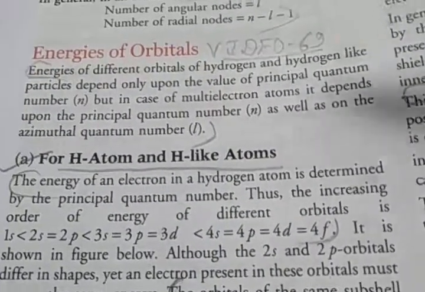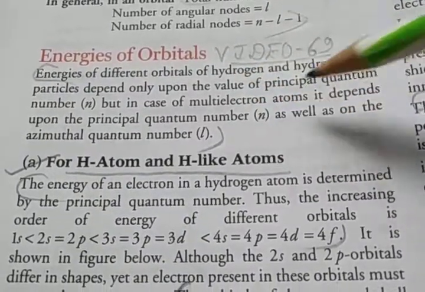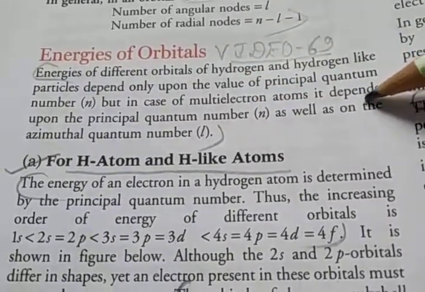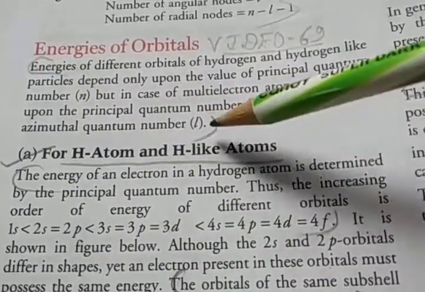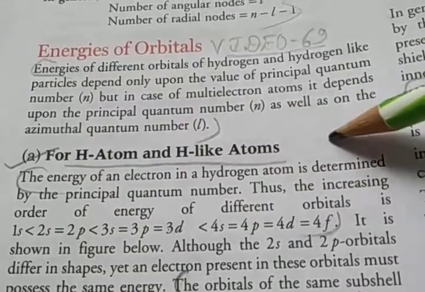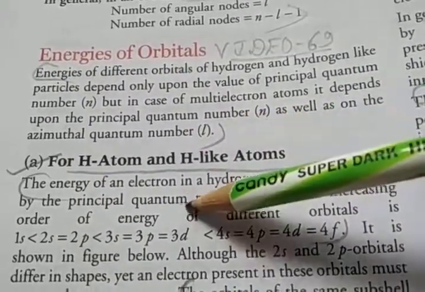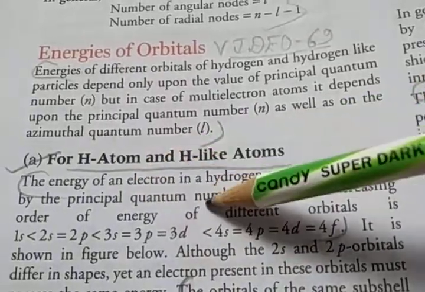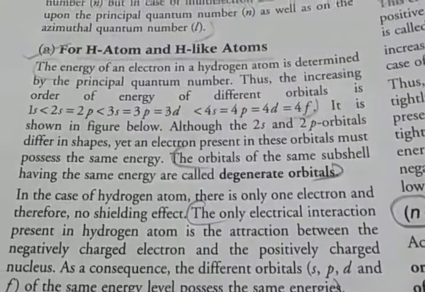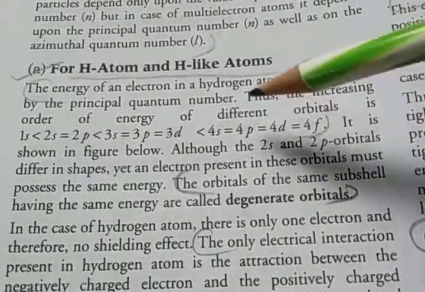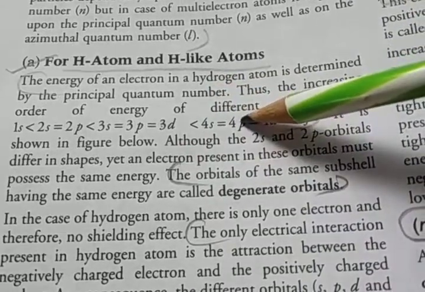The energy of the different orbitals of hydrogen and hydrogen-like particles depends only upon the value of the principal quantum number, small n. But in the case of multi-electron atoms, it depends upon the principal quantum number as well as on the azimuthal quantum number, small l. So first we have to see hydrogen atom and hydrogen-like atoms. The energy of an electron in a hydrogen atom is determined by the principal quantum number, small n.